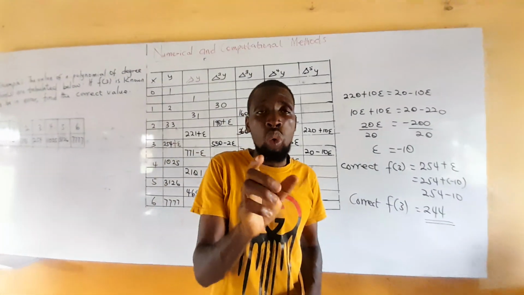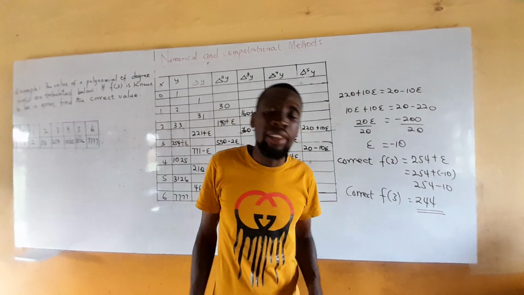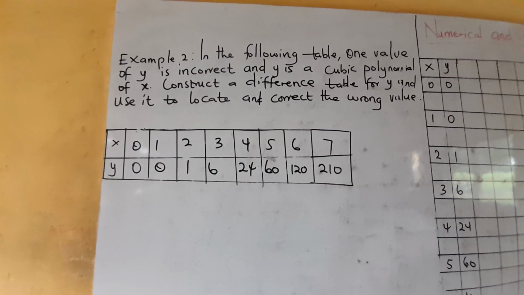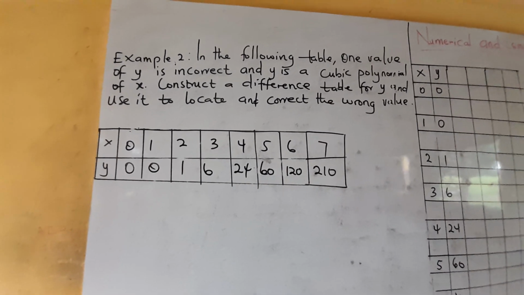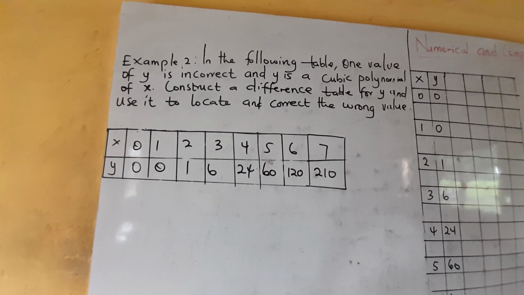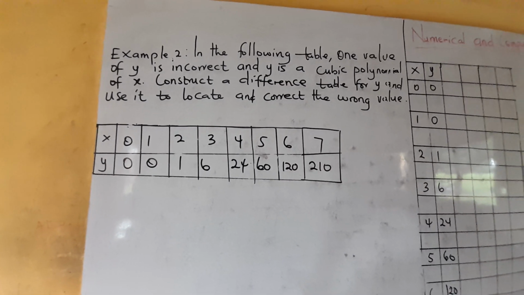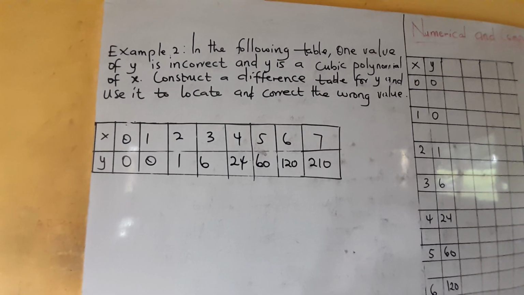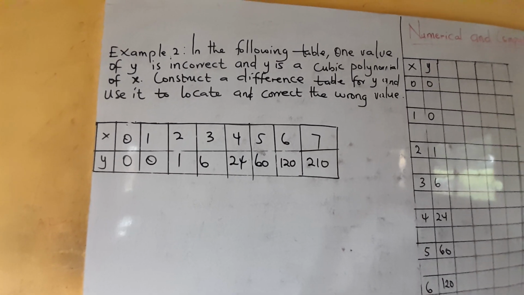Now, if we are not told where the error occurs, how do we detect where it occurs and correct it? So let's solve our second question. They say in the following table, one value of y is incorrect and y is a cubic polynomial of x. Construct a difference table for y and use it to locate and correct the wrong value. So you can see that the wrong value is not given to us. Our task is to locate it. Then after that, having located it, we correct it.